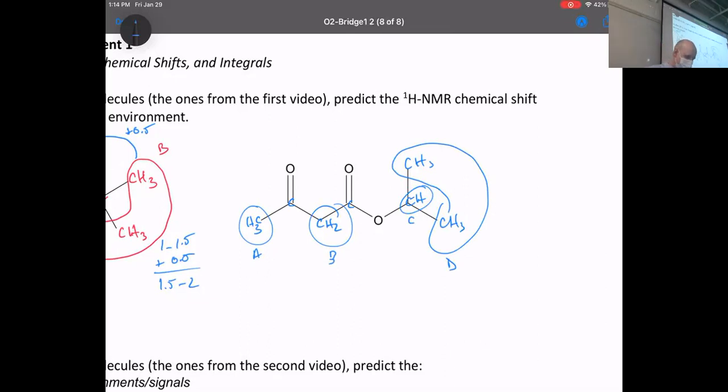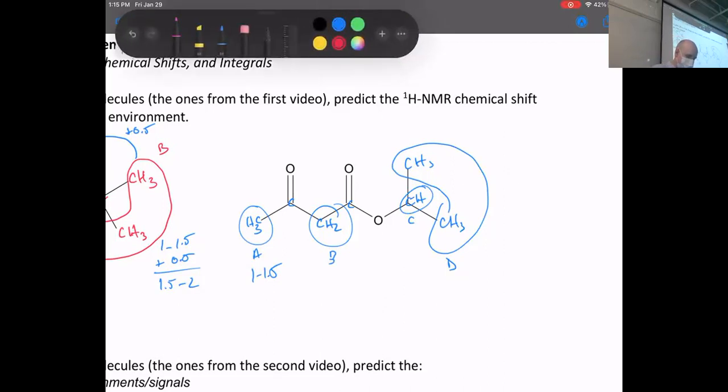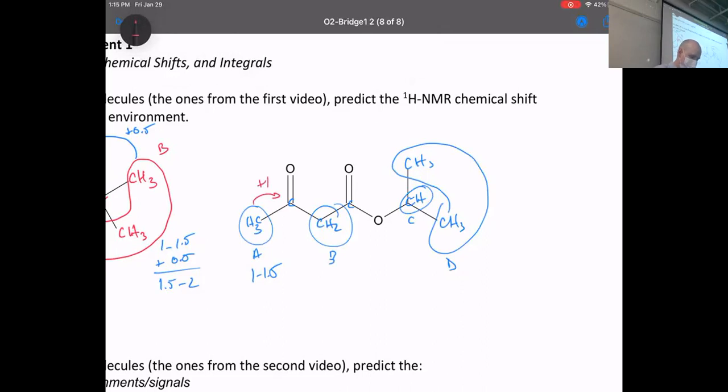So normally a CH3 is going to be around 1 to 1.5. And what's the effect of a carbon-containing functional group next door? Meaning like an alkene or an alkyne or a benzene ring or carbonyl. What do they do to their neighbors? Yeah, so they're about a +1. We can go ahead and do that. Both of these carbonyls would be about +1 on their neighbors. So we'll just add a +1 to that. And so I would predict that A would be somewhere between 2 and 2.5. And that's probably good enough.